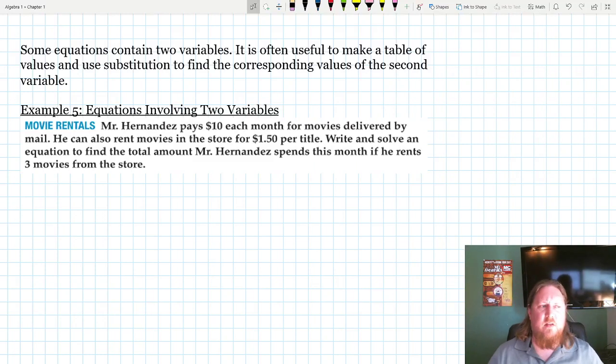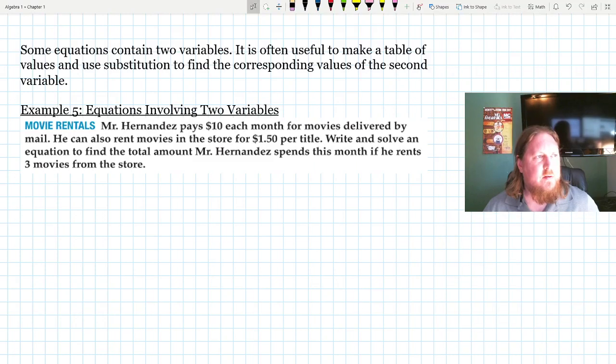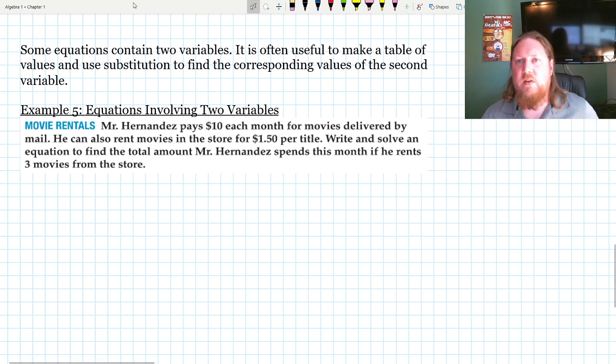Okay, I think this is going to be the last example for this section. So we talked about what happens when you get one solution, what happens when you get no solutions, what happens when you get infinitely many. Sometimes equations contain two variables, and that's describing a relationship between two different things, or one thing, but it's expressed in two different ways.